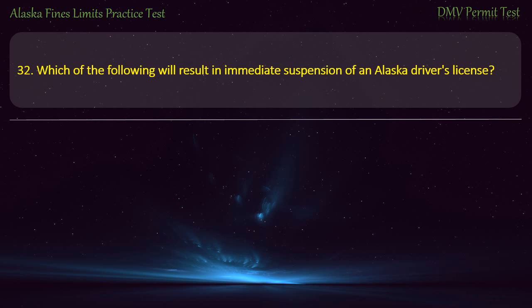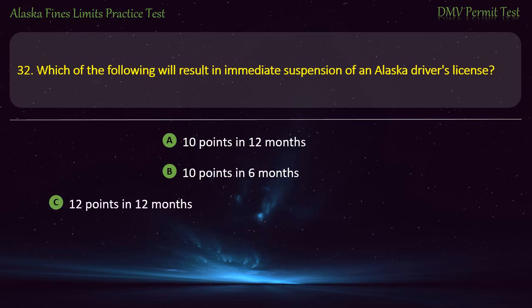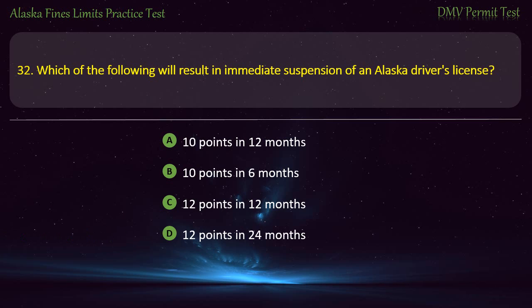Question 32. Which of the following will result in immediate suspension of an Alaska driver's license? 10 points in 12 months. 10 points in 6 months. 12 points in 12 months. 12 points in 24 months. Answer: 12 points in 12 months.